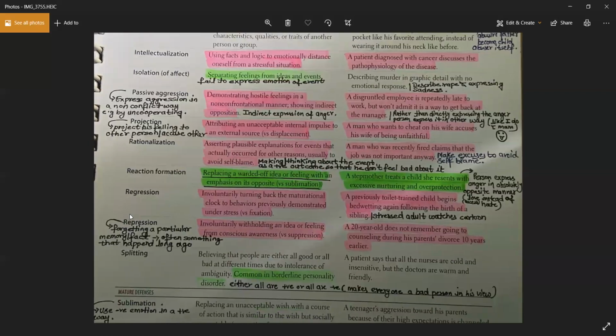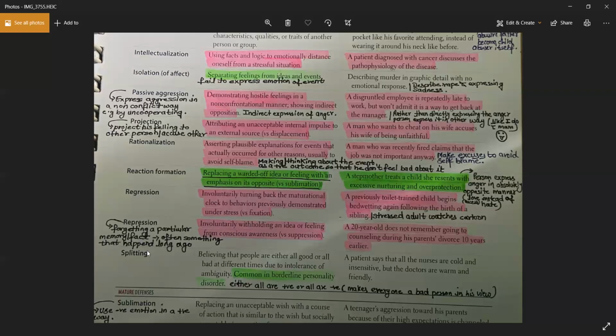Then you have the repression. In that case, you are involuntarily keeping the idea or the feeling out of conscious awareness. Basically the patient is forgetting a memory that happened a long time ago to avoid the feeling of that memory. For example, a 20-year-old boy does not remember going into counseling during his parents' divorce 10 years ago. So they've basically forgotten that it happened at all, to avoid the feeling associated with that memory, and it happens totally involuntarily.